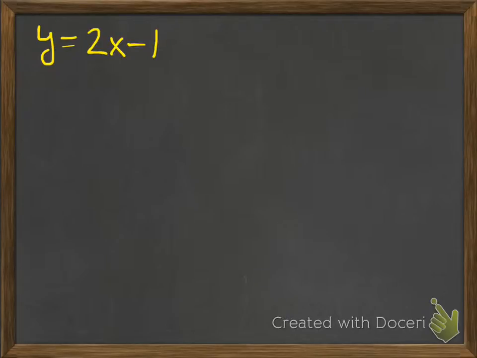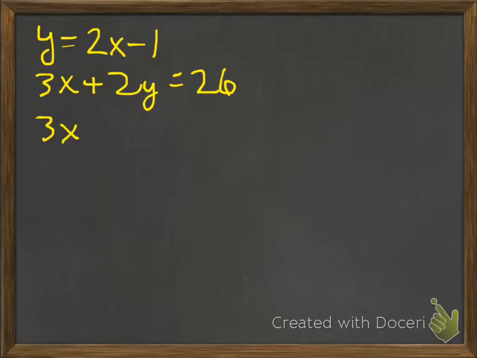There you go. Okay, so for the next example, let's use y is equal to 2x minus 1, and then 3x plus 2y is equal to 26. In this example, what is y equal to? 2x minus 1. So I am going to substitute 2x minus 1 in place of the y in the second equation. So it goes in parentheses.